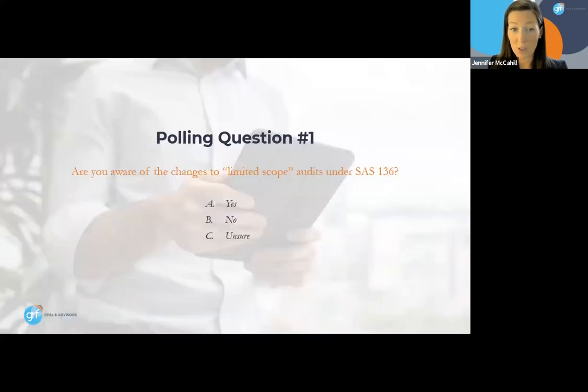Before we get started, we are going to kick it off with a quick polling question, just to take some pulse out there to see how familiar you are or not familiar you are with the changes under SAS 136. So we're asking here, are you aware of those changes to the limited scope audits under SAS 136?